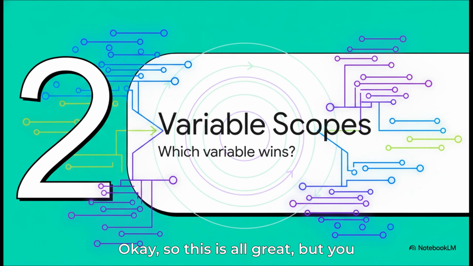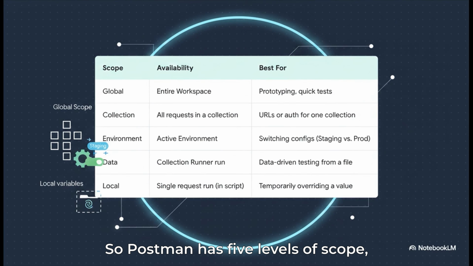Okay, so this is all great, but you might be thinking, hang on, what happens if I have a variable with the same name in a few different places? Great question. Postman has a super clear hierarchy for this, and it's called scope. Let's break it down real quick. So, Postman has 5 levels of scope, and they go from broadest to most specific.